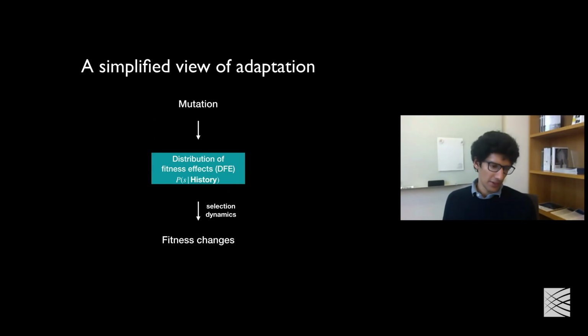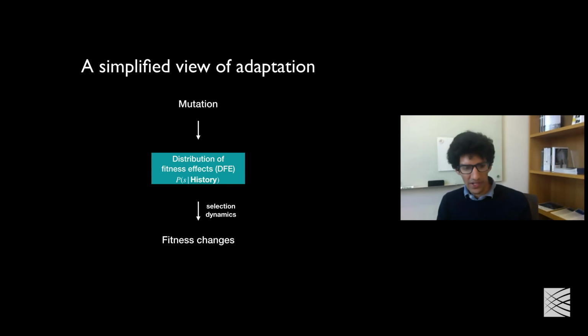Now, if you think about the process of adaptation in a very simple version of what's going on, you have essentially a mutation that arises in your population. This mutation has some fitness effect, and we can imagine that this fitness effect is drawn from some distribution of fitness effects. Presumably, this distribution depends on the evolutionary history. Depending on the fitness effect, this mutation is either selected or it goes extinct, and if it gets fixed, the fitness changes.